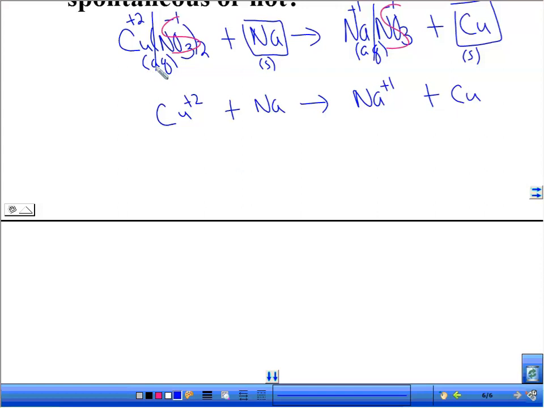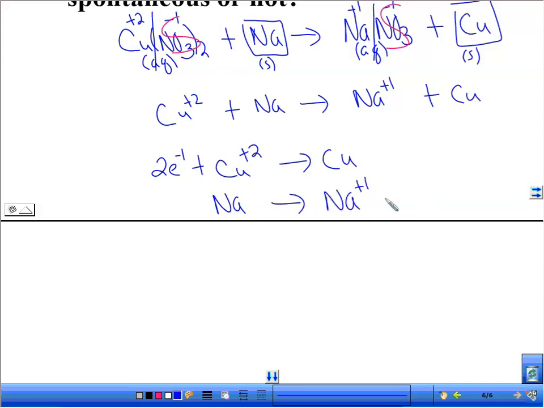You could have balanced it up here, but I want to do half reactions because we need to see the electrons. And half reactions are where we see the electrons. So this guy is going to match up to this guy. We're going to put 2 E's over here on the reactant side. Is this an oxidation or reduction? This is a reduction because my E's are over here on the reactant side. And then we've got sodium, going to go to sodium ions. And then we're going to have only 1 E here.